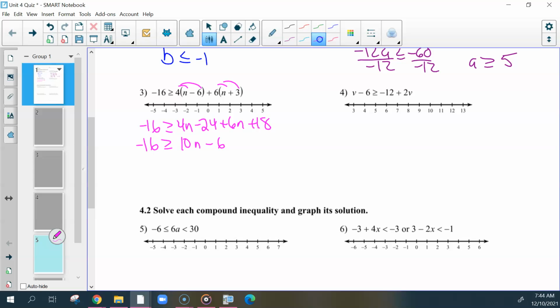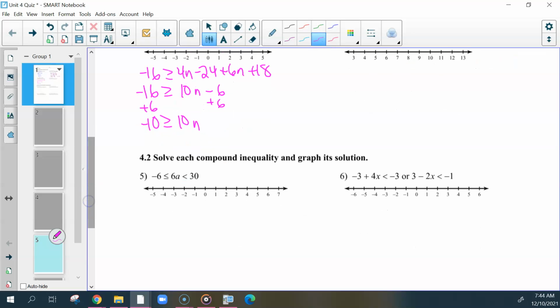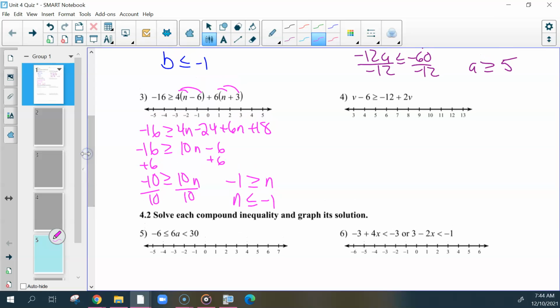Add 6 to both sides. And you have 10 on the left and 10n on the right. Divide both sides by 10. And you'd end up with 1 is greater than or equal to n, or if you read it backwards, n is less than or equal to 1. Or you can flip the whole thing so that it says that. So this would also be a closed circle at 1 going to the left.